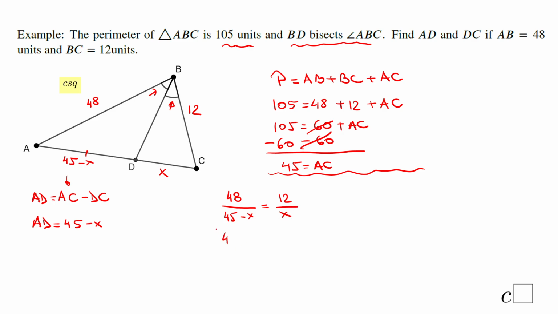So we're going to do the cross multiplication here. 48 times x equals 12 times 45 minus x. Let's do the distributive property here. 48x equals 12 times 45, that is 540, minus 12x. Again, we're going to solve for x here, so I'm going to subtract 12x. I'm sorry, I'm going to add 12x.